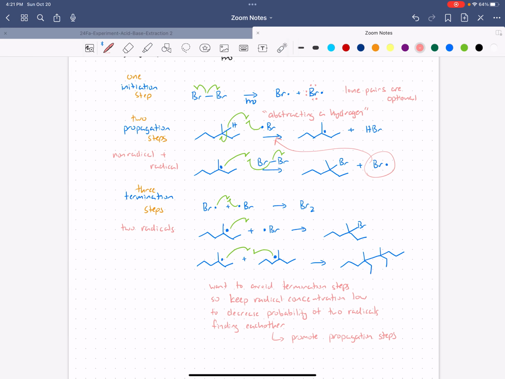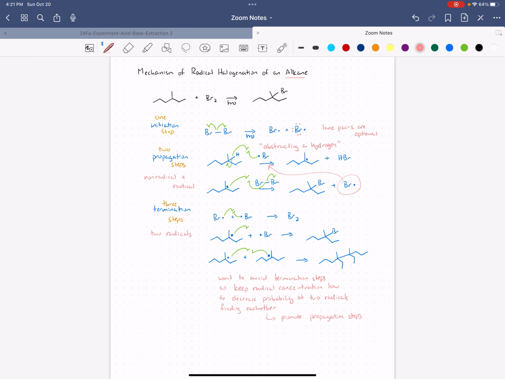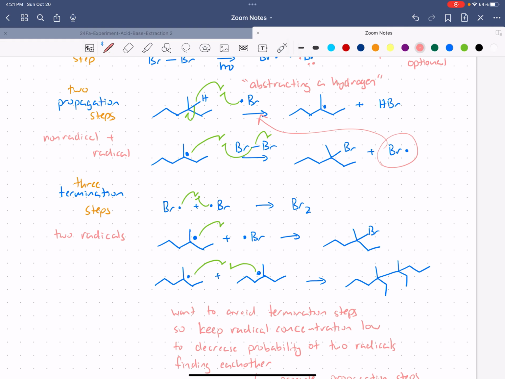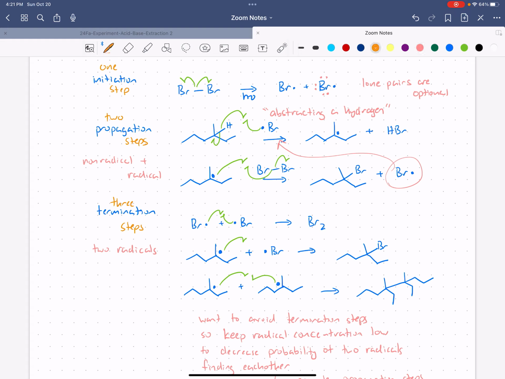Okay, let me zoom out a little bit. I think that's pretty good for a one-page study sheet for the mechanism of radical halogenation of an alkane. I just thought of another thing. Your radicals, so many good points here. Your alkyl radical is flat around the unpaired electron. So the alkyl radical, sp2 carbon, this one right here, okay, and therefore it is flat.